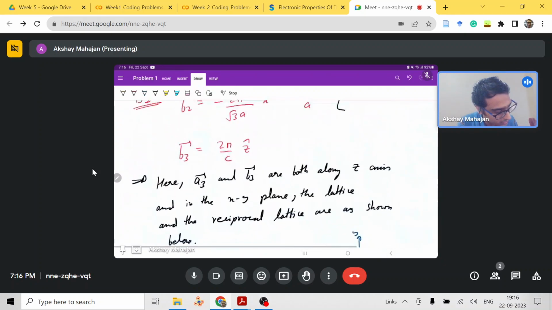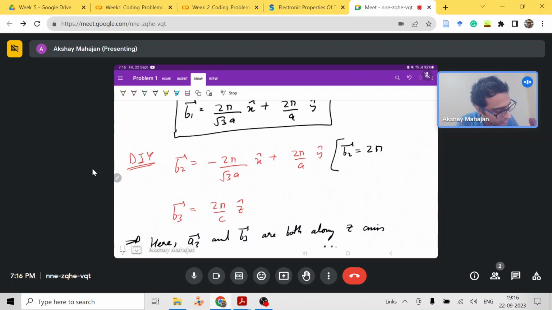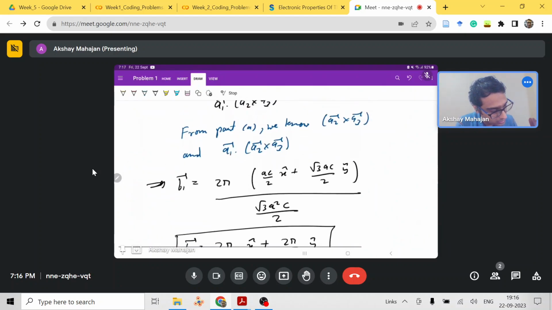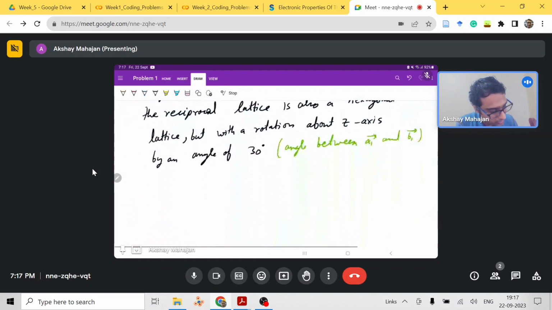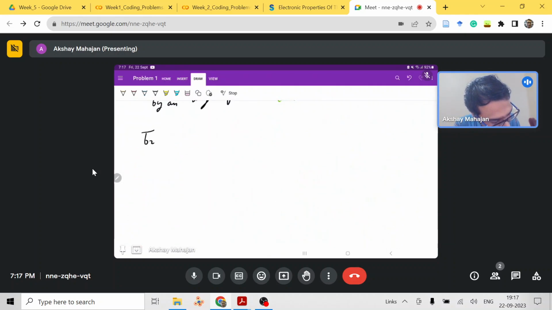So let us just in this session let me give you the solution for this b2 vector as well. Just for a revision, now in this B part, if we have to solve the b2 vector, b2 vector will be equal to, as we know by formula, 2 pi times a3 vector cross a1 vector divided by a1 vector dot a2 vector cross a3 vector.